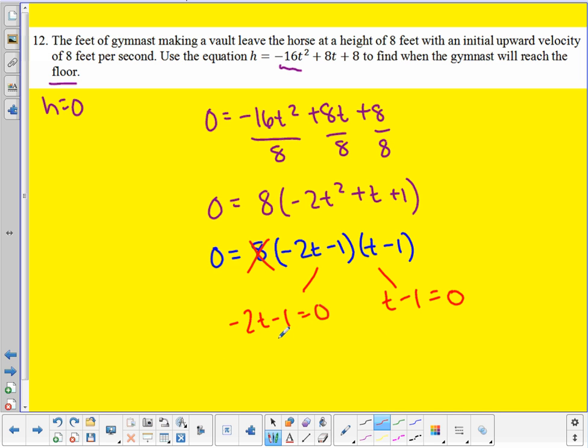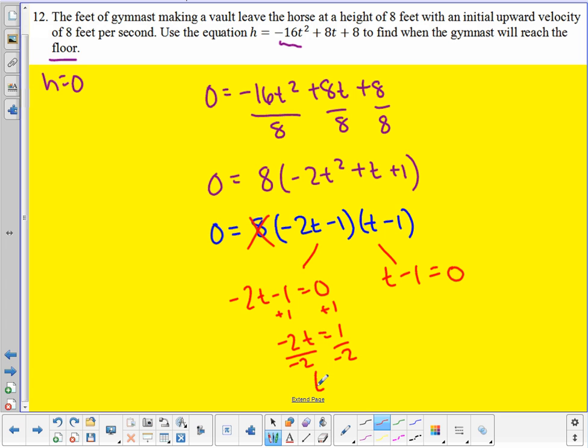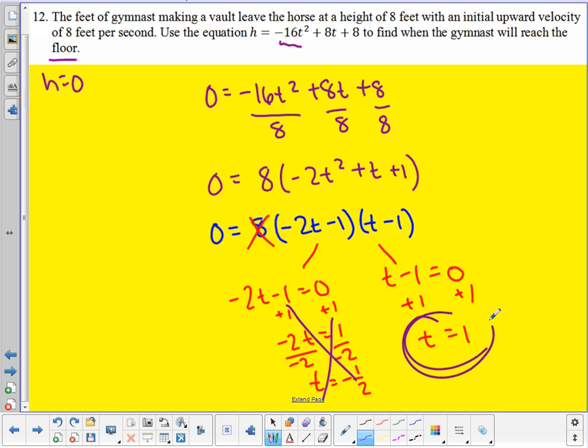This one gives me a positive 1/2. I'm sorry, a negative 1/2. When I solve over here, I end up with t is equal to negative 1/2. This one, I end up with t equals 1. So these are my two solutions to this quadratic. When I solve these, I'm looking at time again. I'm looking at seconds. This negative 1/2 doesn't make sense, so that one's out. I'm looking at the positive 1, so I know 1 second is when she comes back down to the ground.